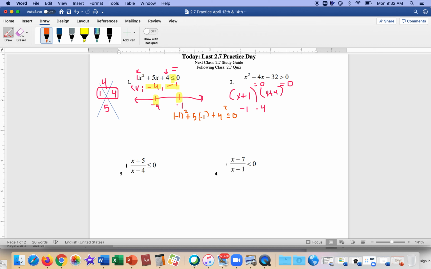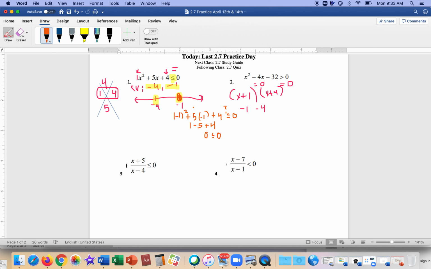So I like to put a little question mark above. So I have 1 minus 5 plus 4. So that's -4 plus 4, which would be 0. So is this true? Yes, because 0 is less than or equal to 0. So that's why we did a closed circle. It's going to be the same thing when you plug in -4.